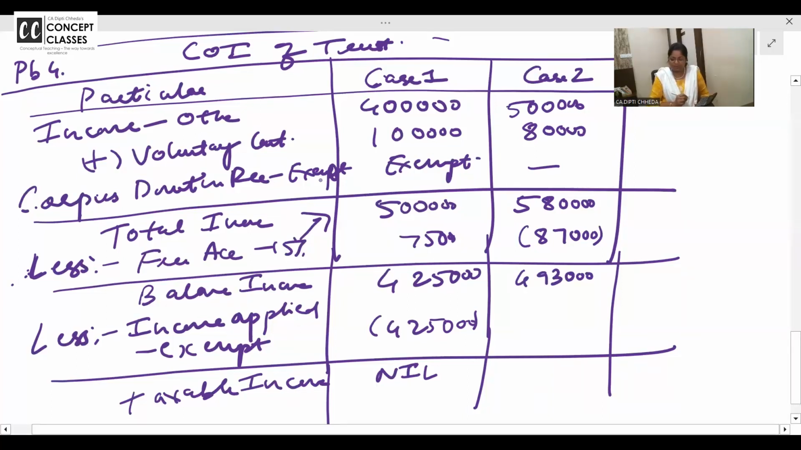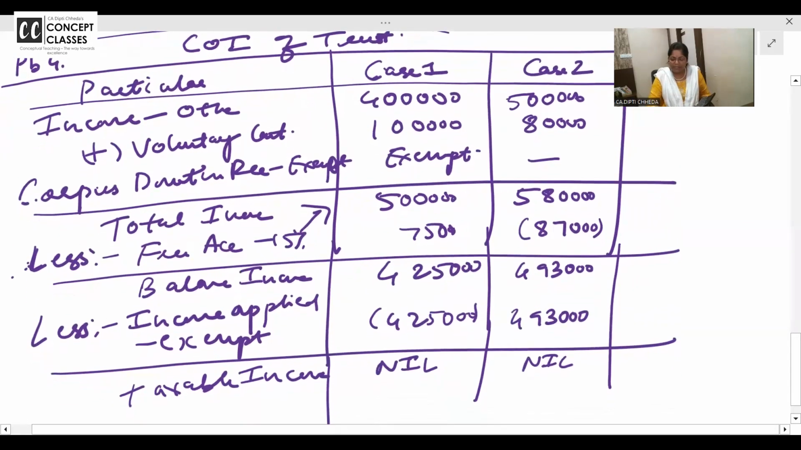4,93,000. Income applied. 493 के सामने 493 अप्लाई किया. Good. So the income is nil. Do the third one on your own and tell me the answer.